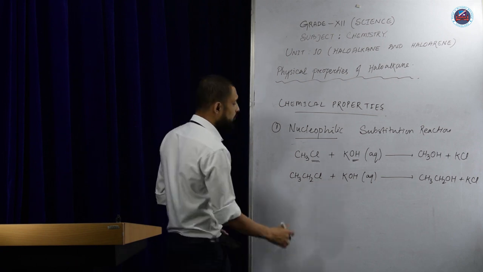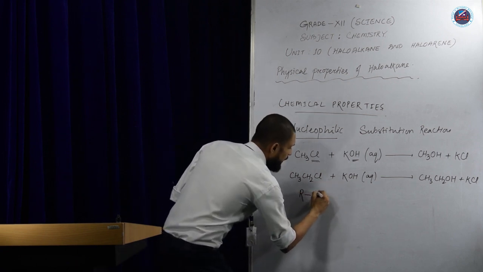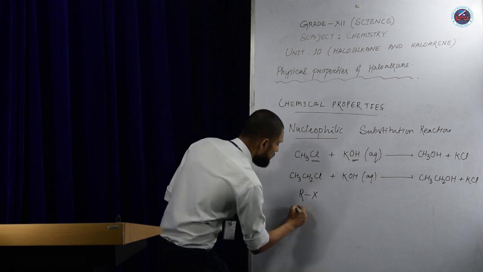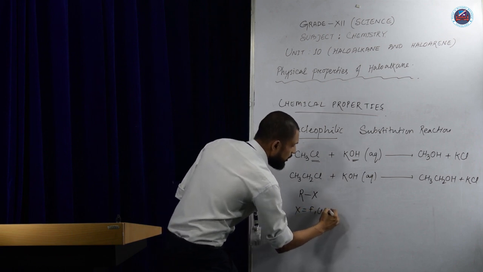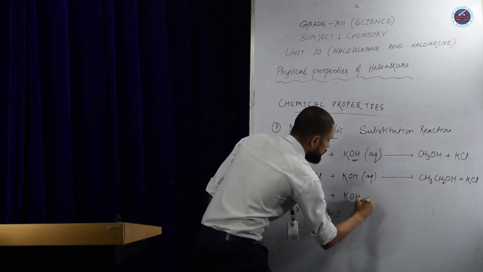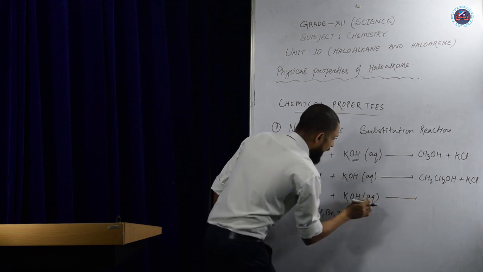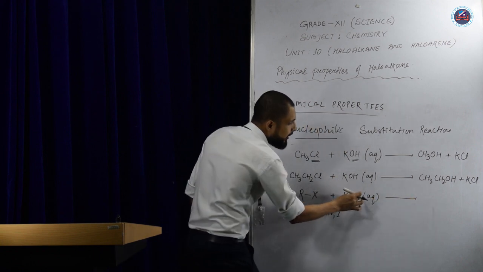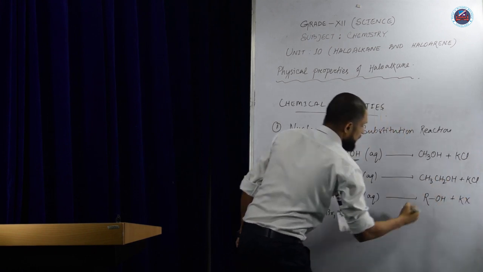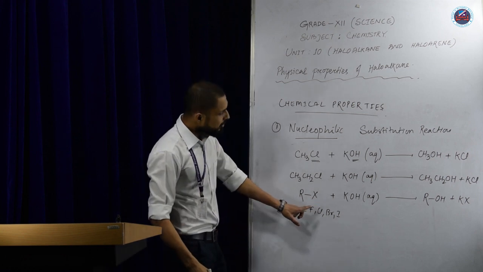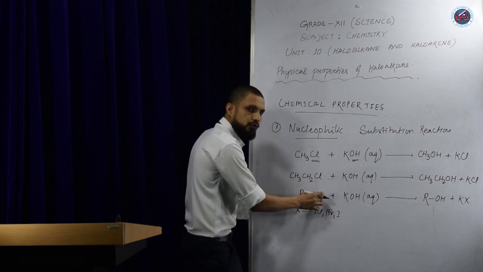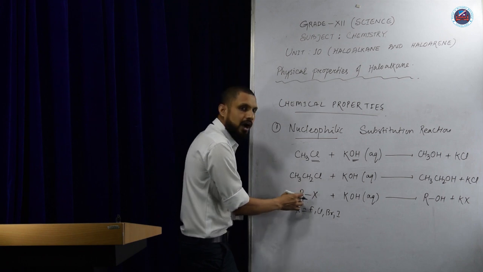So in general, we can write this reaction: RX, where R can be any alkyl group and X can be a halogen atom, F, Cl, Br, I. And it will react with KOH in aqueous medium. That means the reaction condition for RCl will not be the same as for RF.